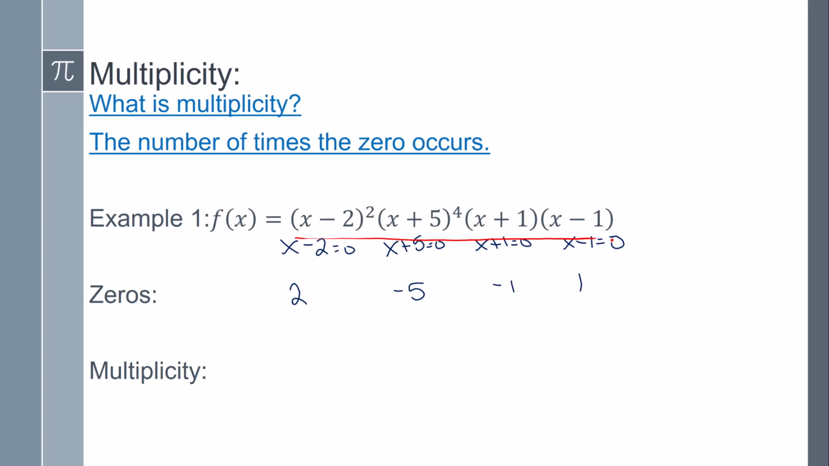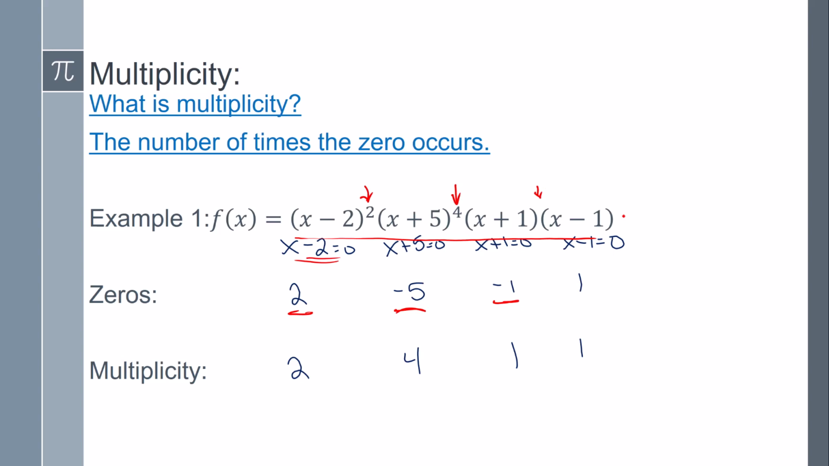Now, for the multiplicity, that is the number of times the 0 occurred. So even though my 0 is 2, how many times did I have it? I had it twice. Even though I got -5, how many of them do I have? 4. I got -1, but how many of them did I have? Well, that's to the first power, so 1. So the multiplicity is the number of times the zero occurs.